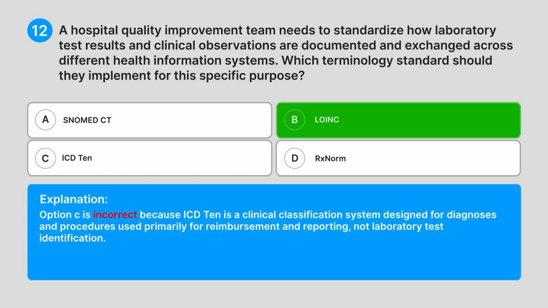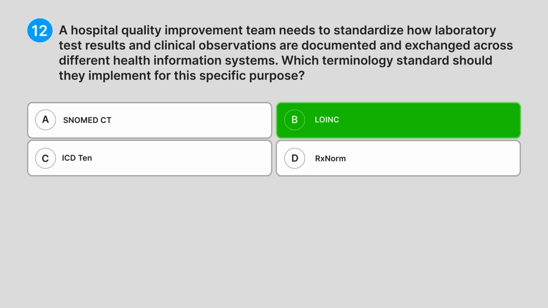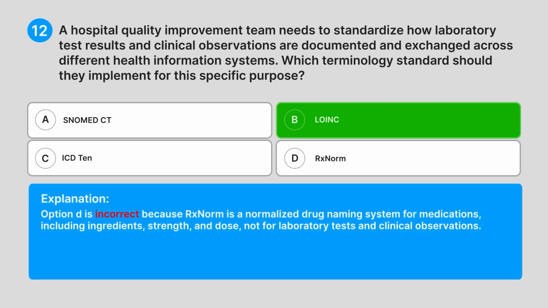Option C is incorrect because ICD-10 is a clinical classification system designed for diagnoses and procedures used primarily for reimbursement and reporting, not laboratory test identification. Option D is incorrect because RxNorm is a normalized drug naming system for medications, including ingredients, strength, and dose, not for laboratory tests and clinical observations.